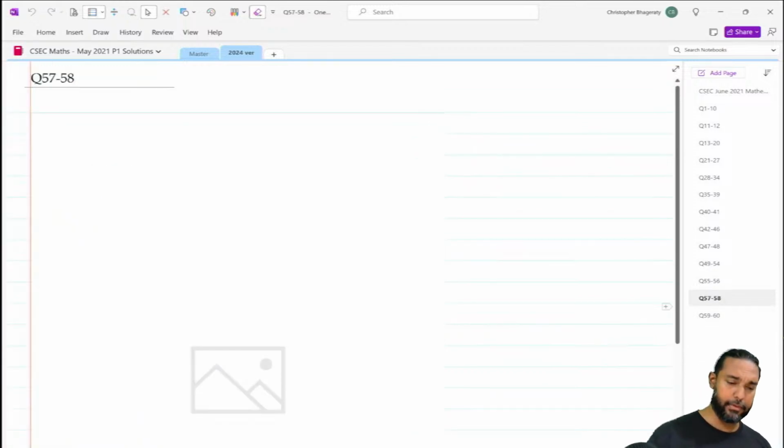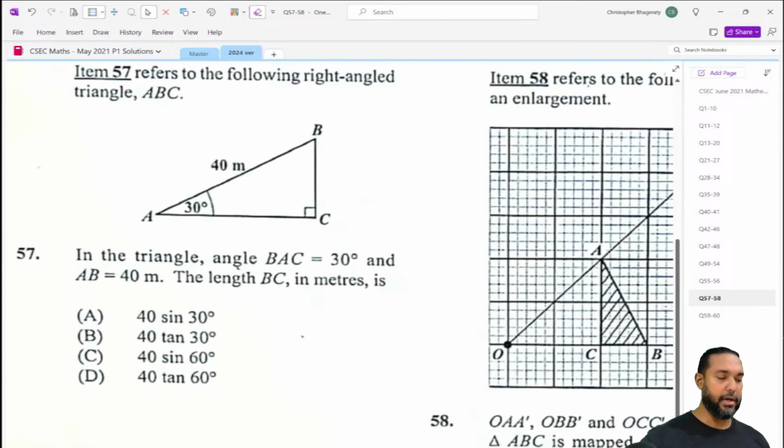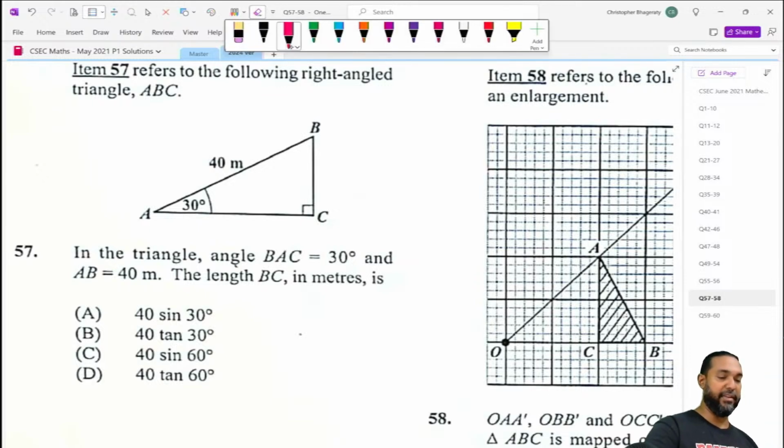Right, 57 now. Right angle in the triangle BAC is 30 degrees, AB is 40. Find the length BC in meters.